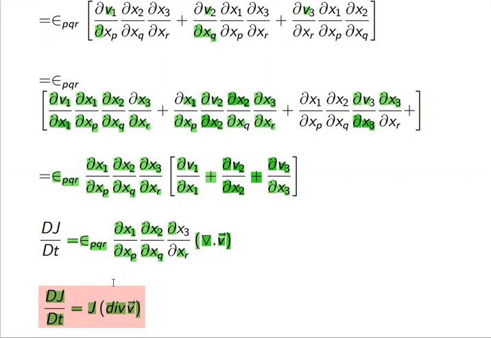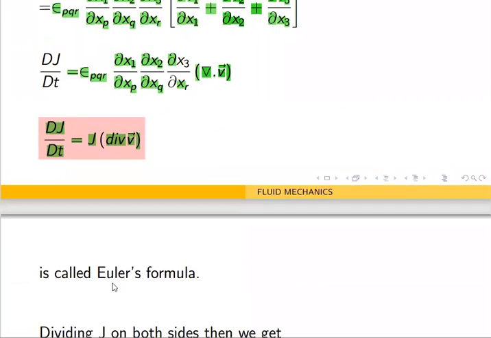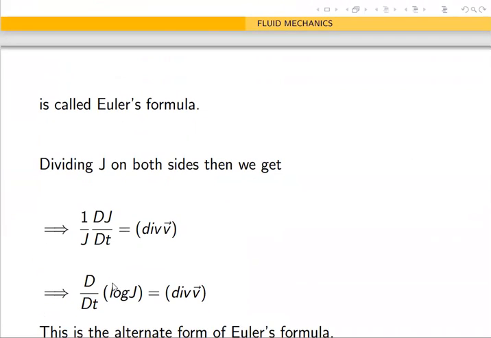Fine. Now let us see the Euler's formula in the alternate form. We'll divide by J on both sides. So what's happening? On the RHS, J is gone, and on the LHS, J has come in the denominator, right? And this LHS we can write as d by dt of log of J, that is equal to divergence of V. And this is the alternate form of Euler's formula.